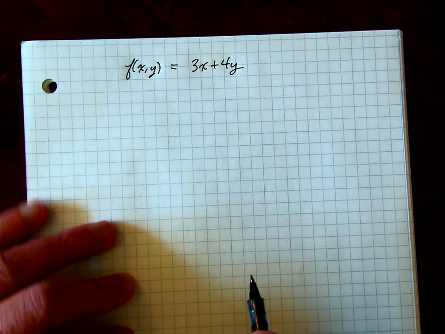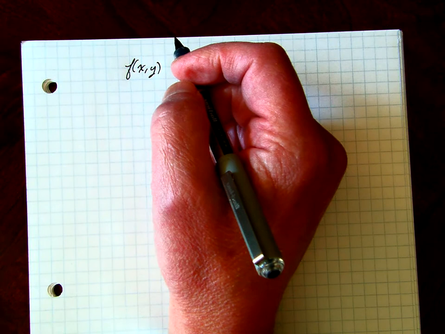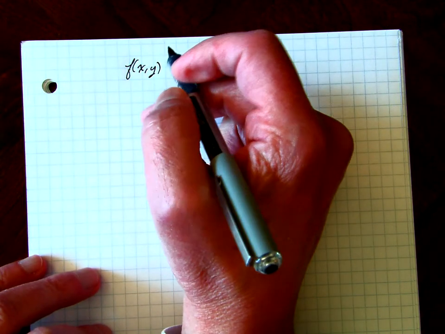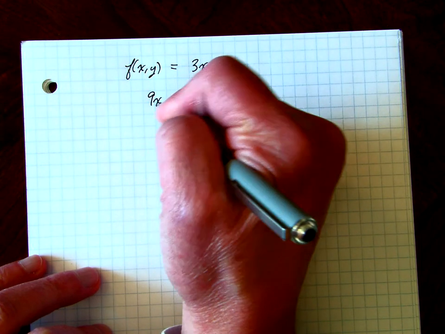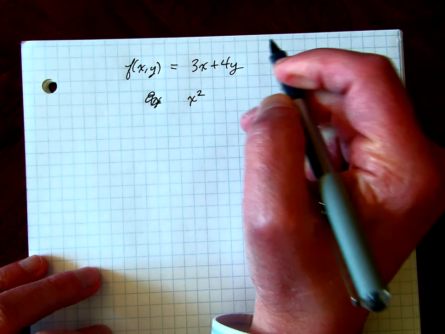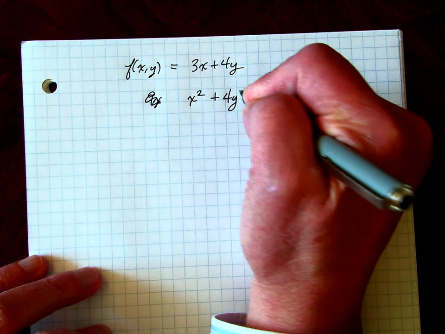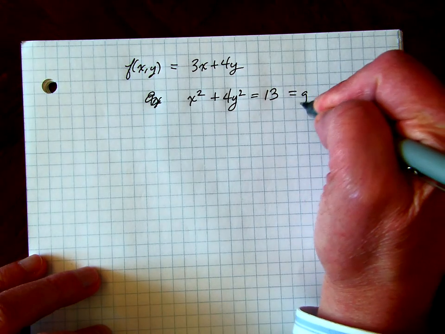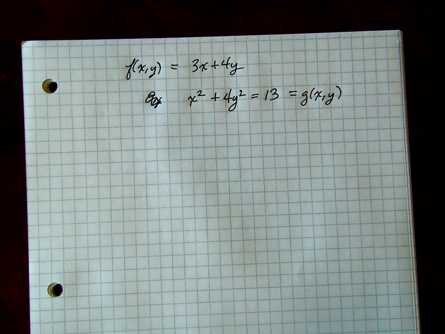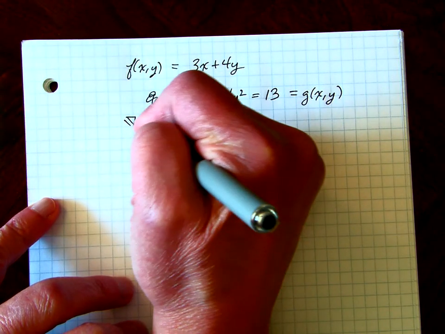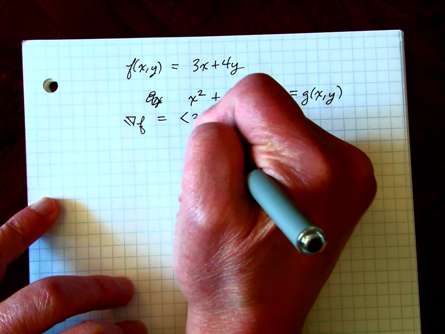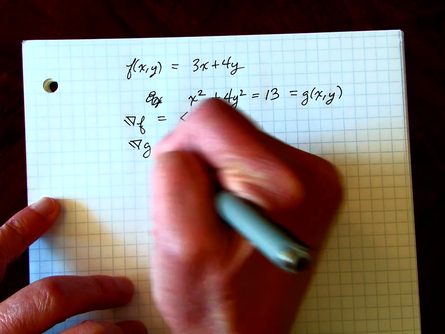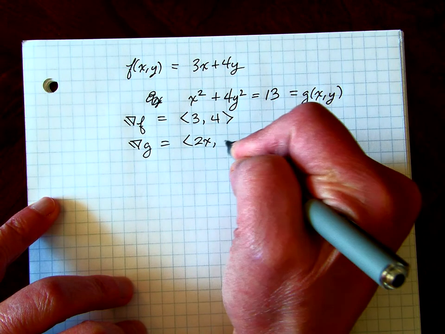The constraint in this case, however, is a rather interesting looking ellipse, and the ellipse happens to be x squared plus 4y squared equals 13. And of course, since I messed it up there, I'm going to have to call this g of x, y on this side. Okay? So now that we're looking at this result, let's check out the criteria as we have done before. Del f will be 3, 4. Del g will be 2x and 8y.